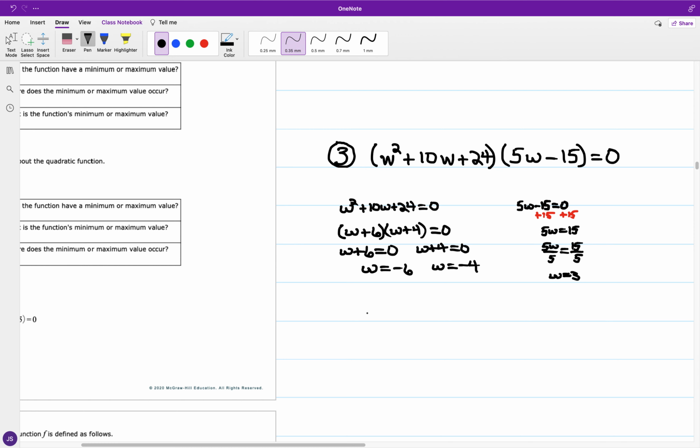And so for the values of w that will make this equation true, we have negative 6, negative 4, also 3.